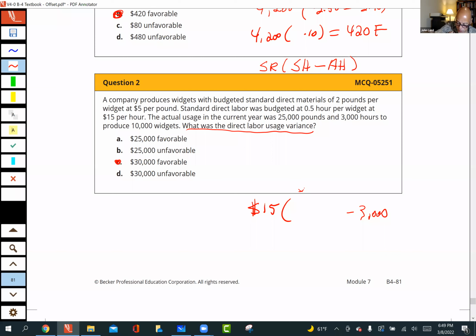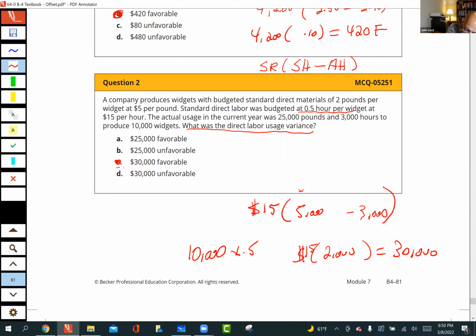For the efficiency variance, they usually want you to figure out what the standard hours were. If I had to produce 10,000 widgets and it takes me 0.5 hour per widget, I multiply that by 0.5, which means it should have taken me 5,000 hours by my standard, and it only took me 3,000. So $15 times the positive 2,000 hours is where we got 30,000. And because that number is positive, it is favorable.